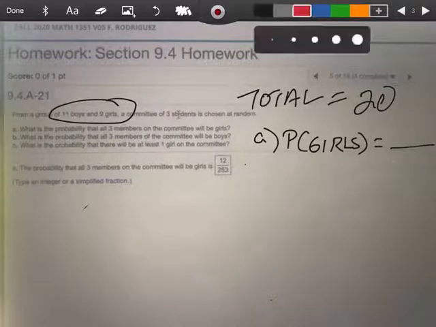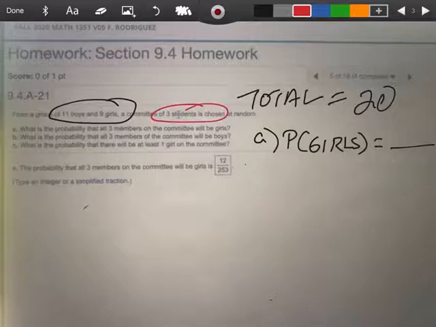So I'm going to do my denominator first. Notice we are choosing 3. So my denominator is going to look like this: 20 choose 3. Now there's 9 girls total, so my numerator is going to look like this: 9 choose 3. Now I'm going to do this on my calculator app.